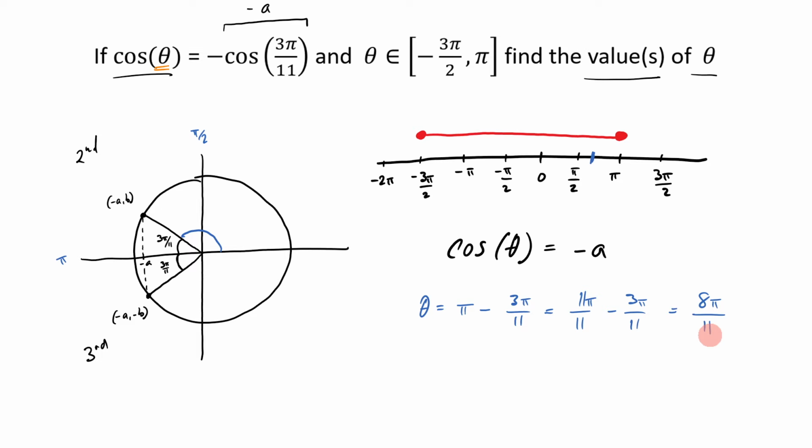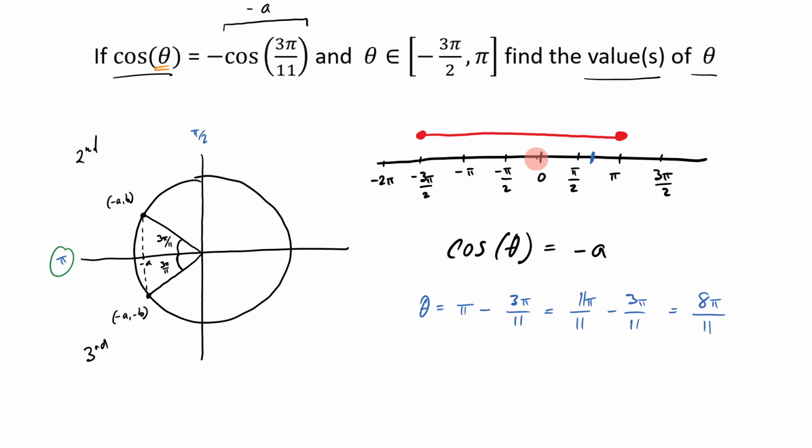Then you might be thinking to yourself, well, could I do this now? Whoops. Could I go to there? And hopefully you can see that you can't go past pi, because if I was to go past pi, that means I'm going beyond my domain. So that's a no-go. I cannot consider pi plus 3 pi on 11. So let's get rid of that.